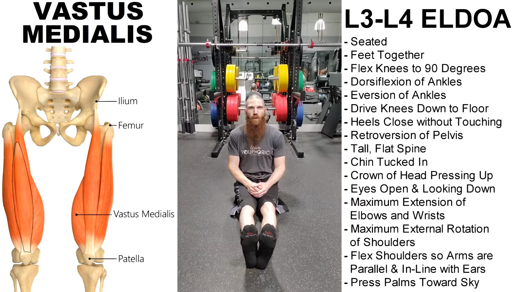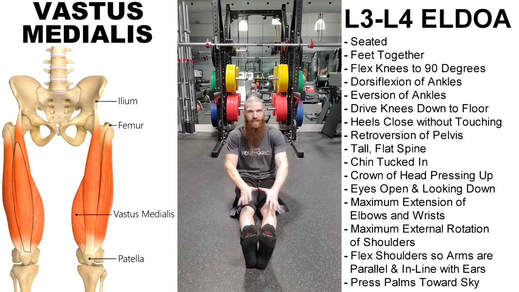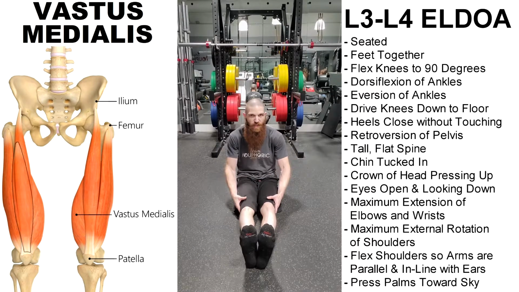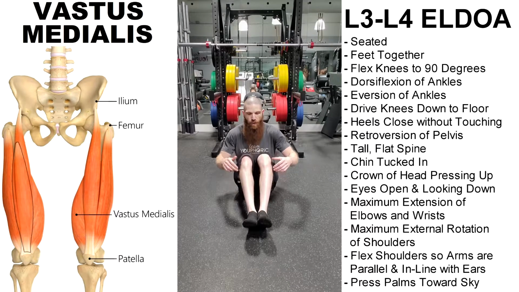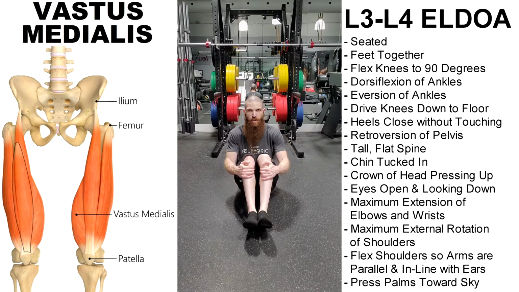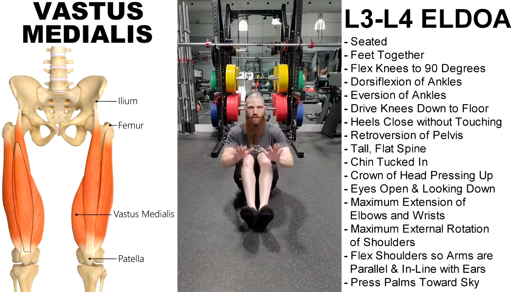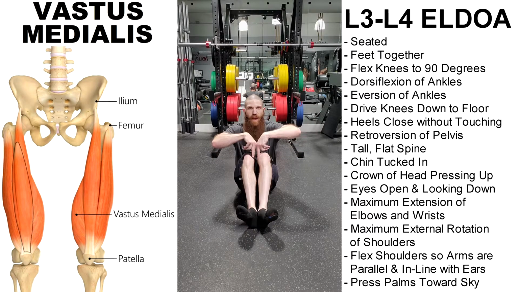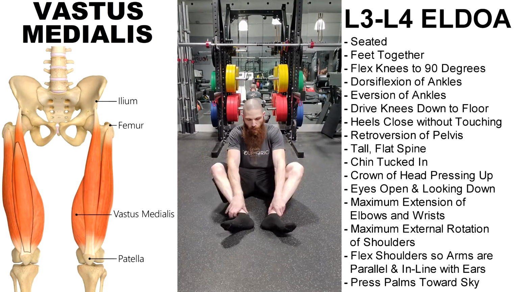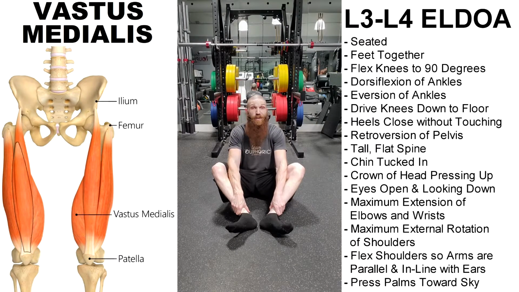For the L3, L4, L2, we're going to start in a seated position with our legs extended and our heels touching, and then we want to flex our knees to 90 degrees. We're then going to go into dorsiflexion of ankle by pointing the toes toward our head, eversion of ankle by pointing the soles of our feet away from each other, and then drive the knees down toward the ground. We want to bring our heels as close as possible so that they're not touching.